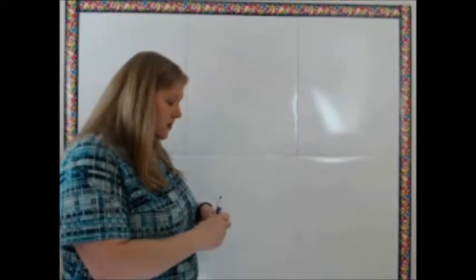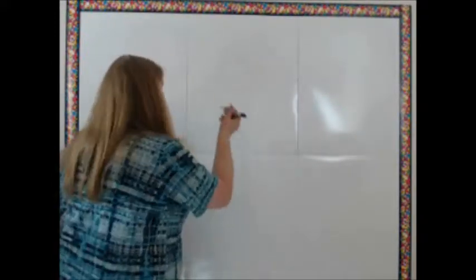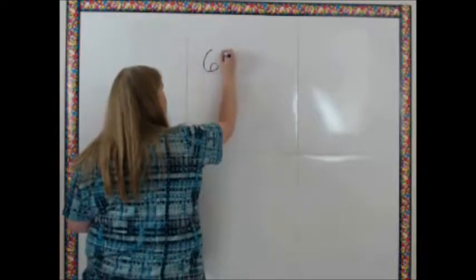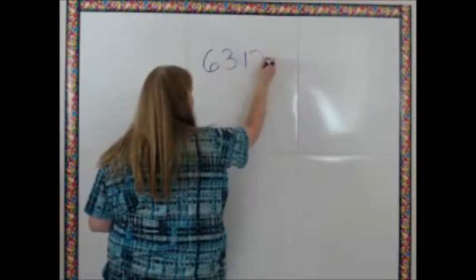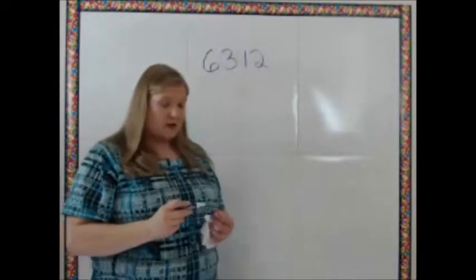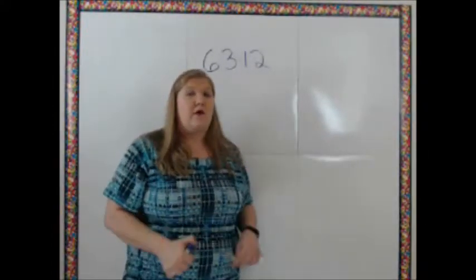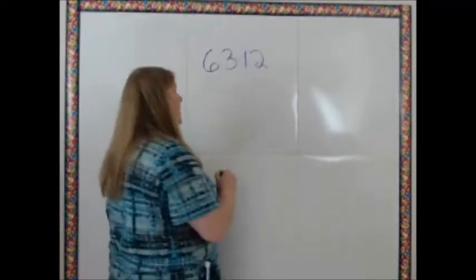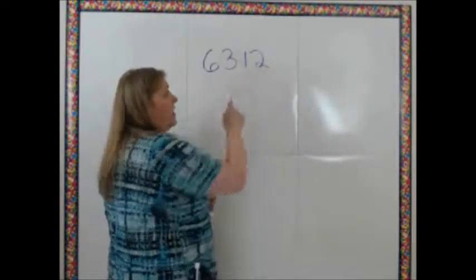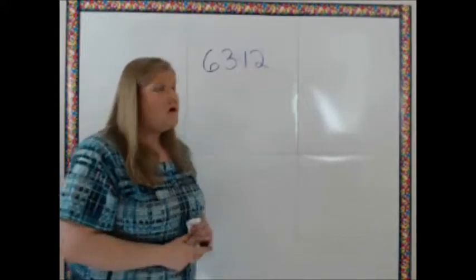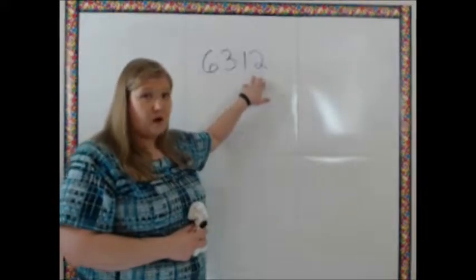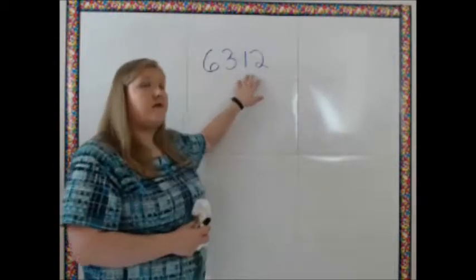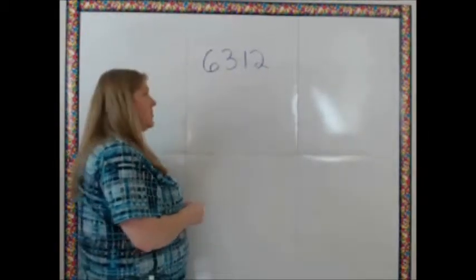Okay, so let's do a second example. We're going to pick a number that's just a little bit bigger and a little bit more complicated, maybe not quite so intuitive. And we're going to go with 6,312. Okay, so again, step 1 is, is this number divisible by 4? To determine that, we look at the last 2 digits, and that is 12. Okay, so 12 is divisible by 4, so we know this whole number is divisible by 4.